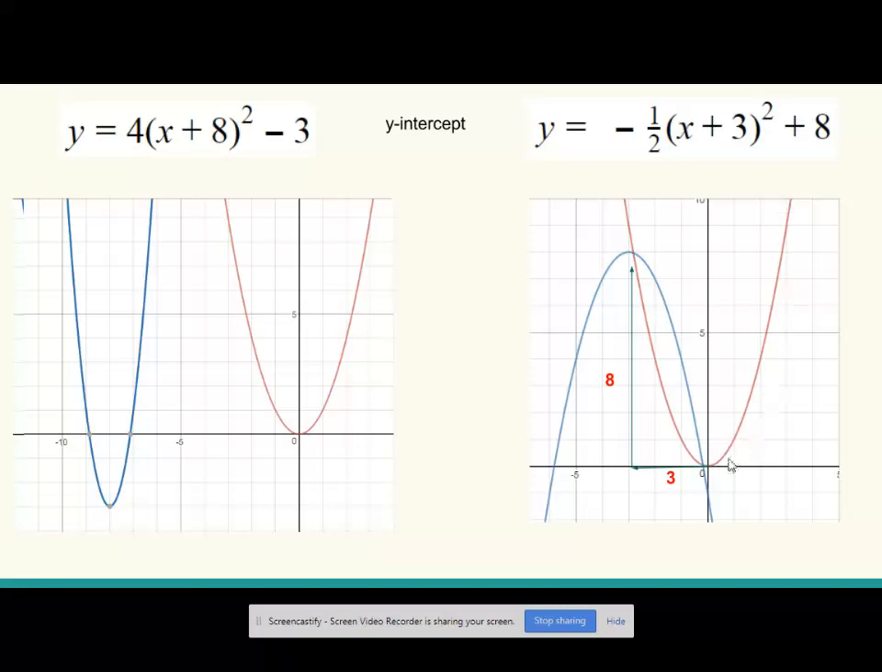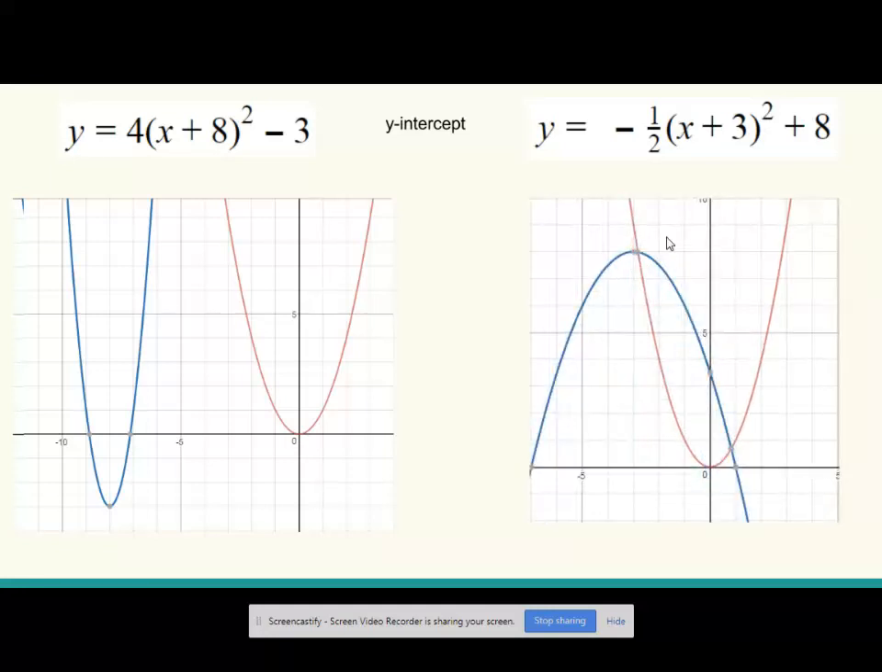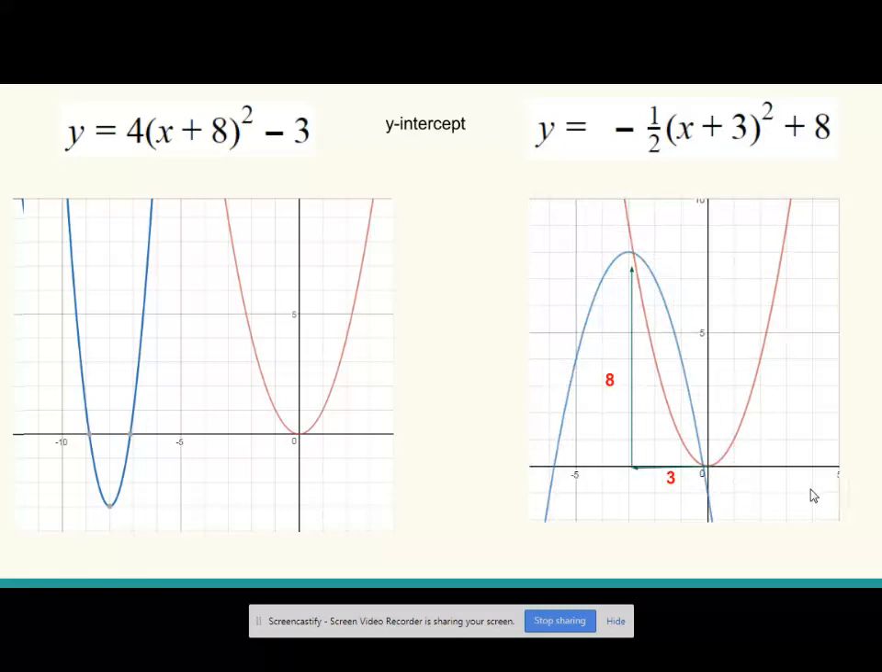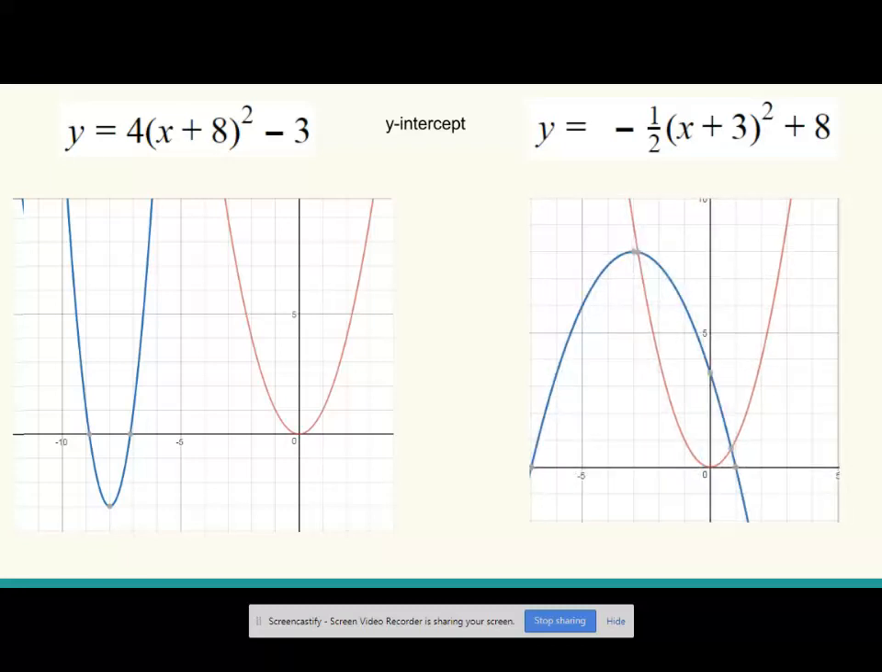So if the red line is my original parent function, that vertex was moved to the left 3 and up 8. The fact that it was a negative gives us that N shape. And then the half, because it's between 0 and 1 and not greater than 1, is going to make it a flatter U. And so when I talk about a flatter U, that's what I'm looking at. So I'll go back and forth here. That was the original. And if you watch that blue line, it kind of stretches out. It compresses is what we would say.